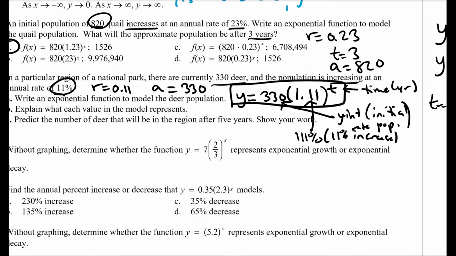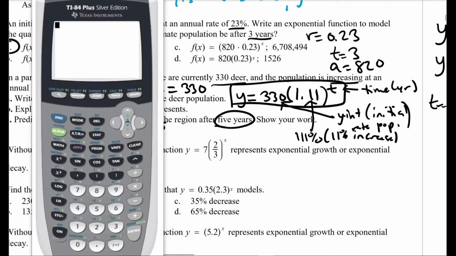Okay, so then all we're going to do is plug in 5 years into that model. So we're going to go ahead and plug that in. Raised to the 5, and we get 556.07, but we're going to round that to the nearest whole number, so that's going to be 556 deer.